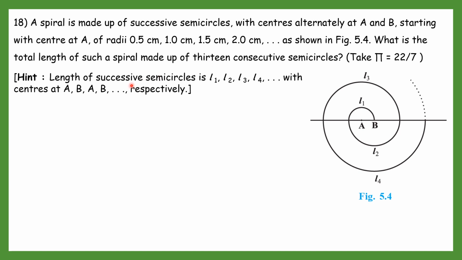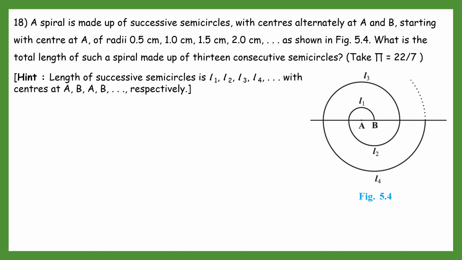They have given a hint. Length of successive semicircles is L1, L2, L3, L4 and so on with centers at A, B and so on respectively. So if the first semicircle's center is A, the second center will be B, the third will be A again, and the fourth will be B again.